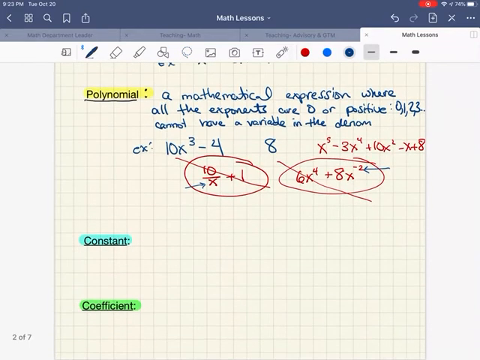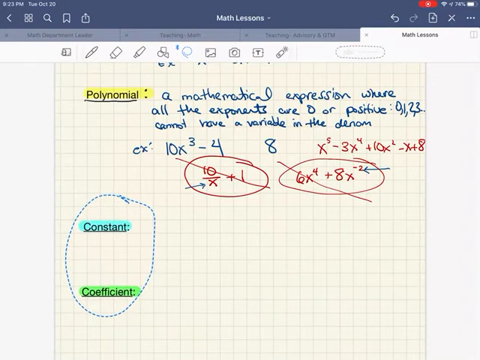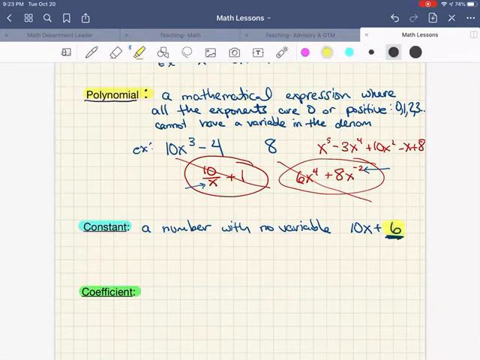Last two vocab words for now. And those are constant. So you may know this word already. Constant means it doesn't change, right? So a constant is going to be a number with no variable. Because a variable means that it varies, it changes, so a constant doesn't change. 10x plus 6, this right here is the constant. So the 6 is the constant. I should do it in the same color, shouldn't I?